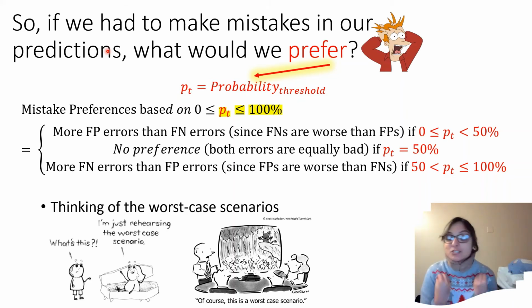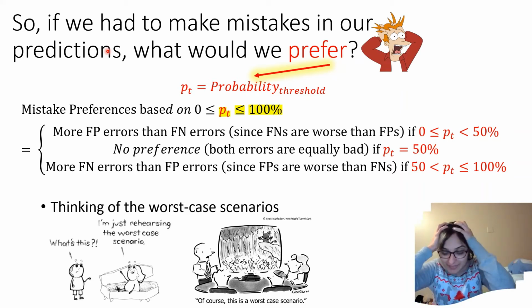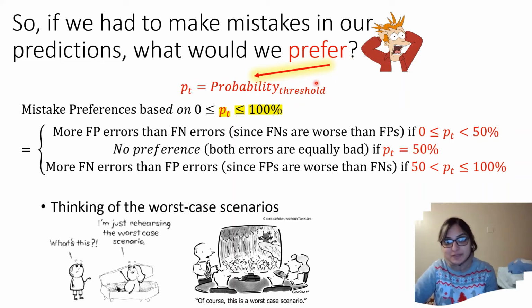But in this case, we have to make mistakes in our machine learning models and in our predictions. What would we prefer? This is just summarizing what we talked about here. It's all about what we would prefer if we have to make mistakes. What is the lesser of two evils? And the key word is prefer, which here means the probability threshold that we have.